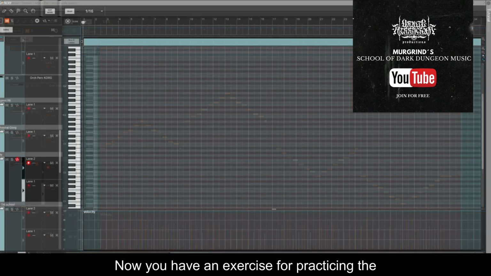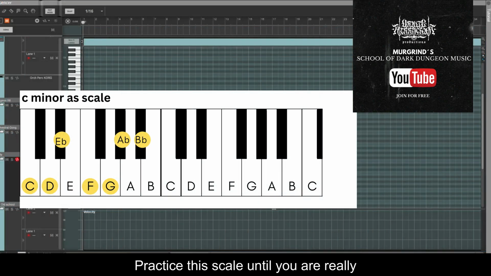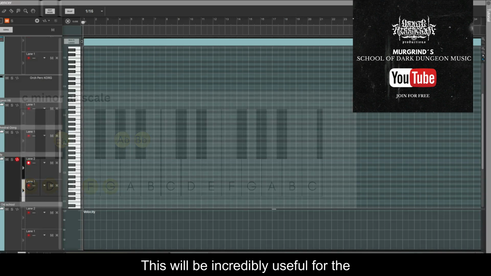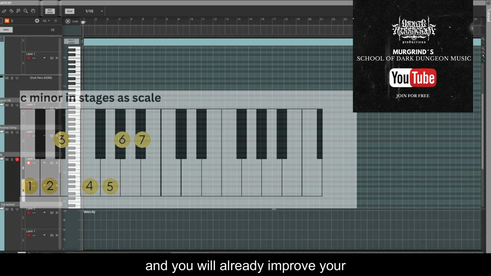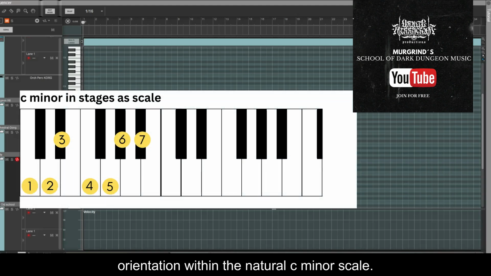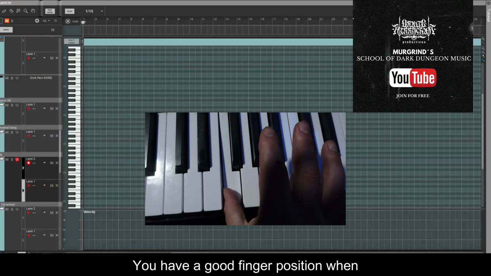Perfect! Now you have an exercise for practicing the natural C minor scale. Practice this scale until you are really good at it. This will be incredibly useful for the further progression of the videos. And you will already improve your orientation within the natural C minor scale. You have a good finger position when playing.